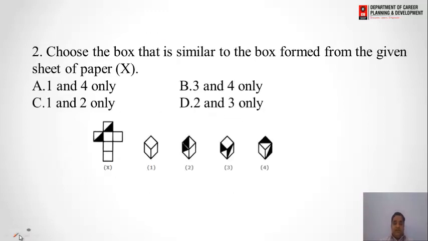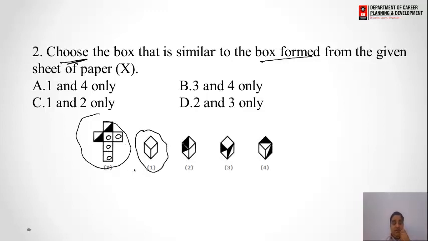The next question we have: choose the box that is similar to the box formed by the given sheet of paper. If we have this sheet, what should be the answer for this question? As we see, 1st, 2nd, 3rd, 4th, again the first cube is definitely one of the options. So the answer could not be option number B or D. We can eliminate that. The answer is one of these 2 options, either A or C.